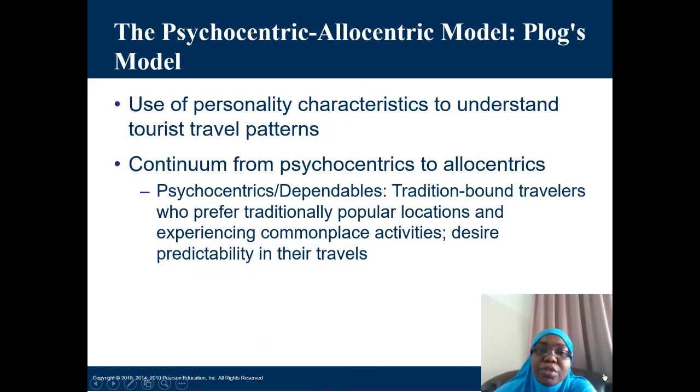Now we want to move on to the psychocentric-allocentric model, the Plog model. This is the use of personality characteristics to understand tourist travel patterns. We have the continuum from psychocentric to allocentric. The psychocentric, also referred to as the dependables, are tradition-bound travelers who prefer traditionally popular locations and experiencing commonplace activities, and desire predictability in their travels.